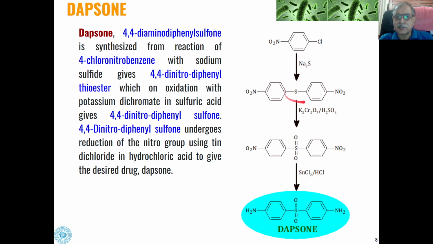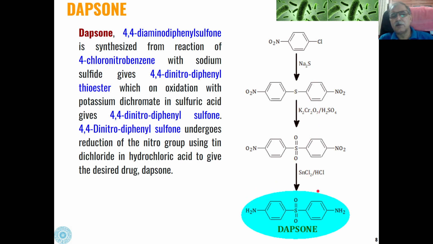4,4-dinitrodiphenyl sulfide, and this sulfide on oxidation with potassium dichromate in sulfuric acid is converted into sulfone, and this sulfone then undergoes reduction in presence of SnCl2/HCl, and these nitro groups are reduced to amino groups to give us dapsone as the product.